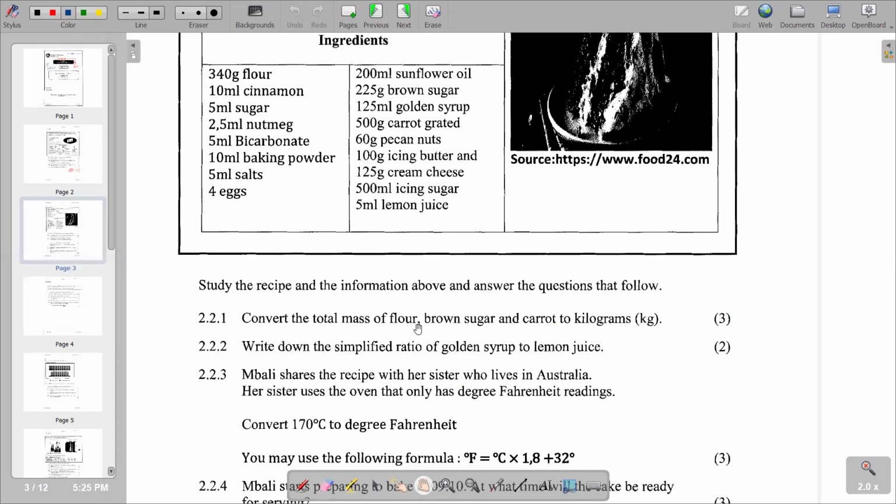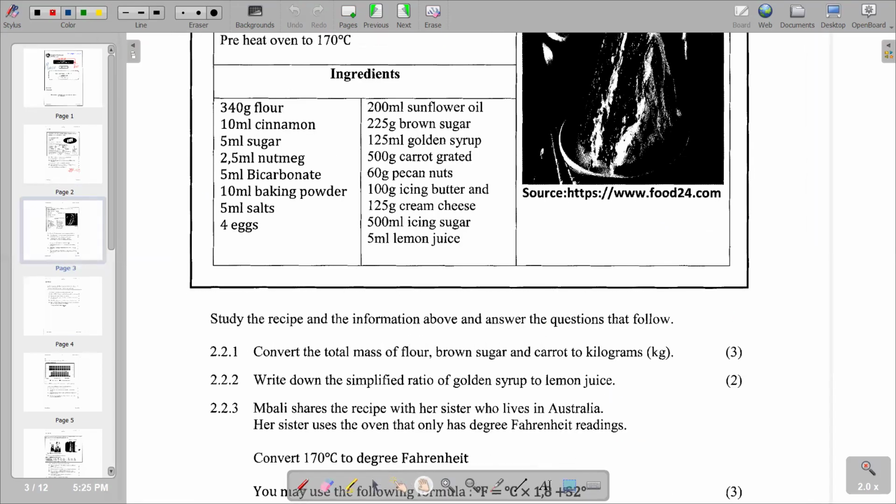So we can just try to identify the flour, whereby we are saying the flour is 340 grams, and then we have got brown sugar. You go down checking, and you've got brown sugar, then carrots, and you see that the carrot that we have is here, 500 grams. So we need to find the total first, and then obviously we convert the total grams to kilograms, as we are trying to convert to kilograms.